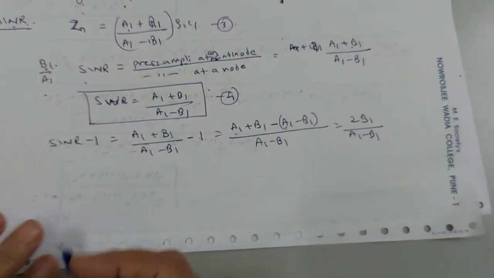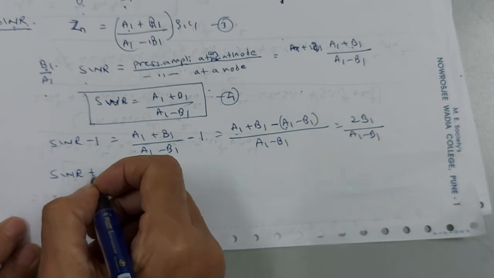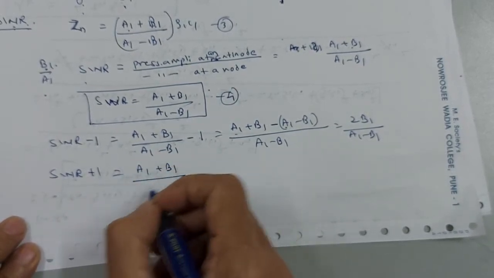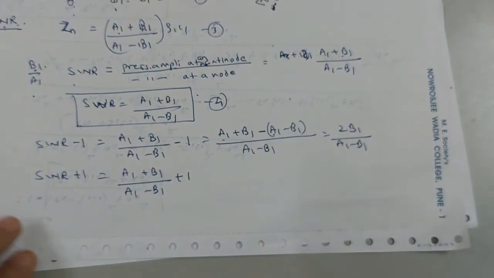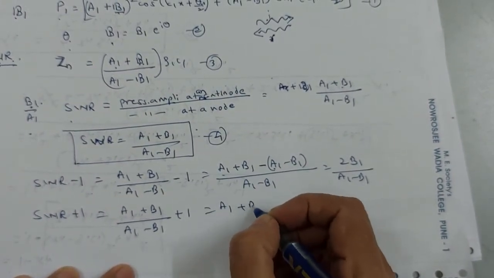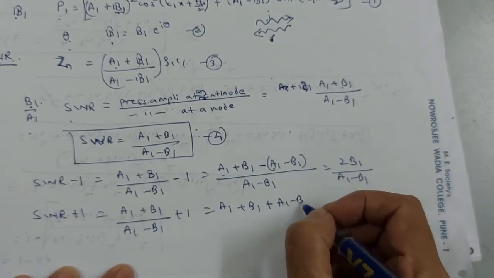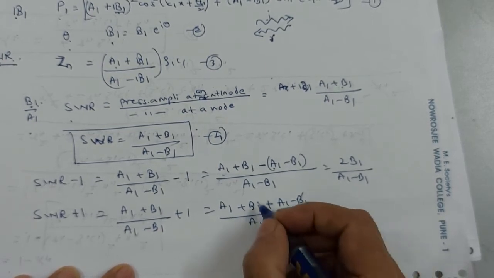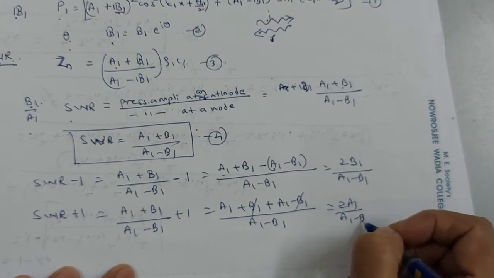Similarly, if I add 1, SWR plus 1 is equal to A1 plus B1 upon A1 minus B1 plus 1. I'll write A1 plus B1 as it is, plus A1 minus B1, so B1 cancels and this is 2A1 by A1 minus B1.